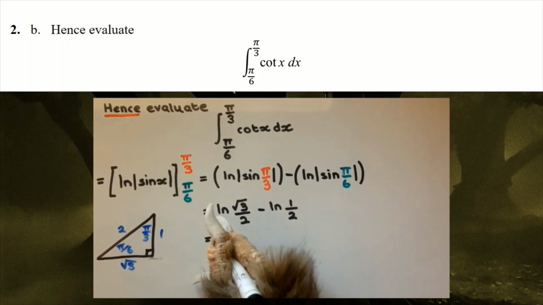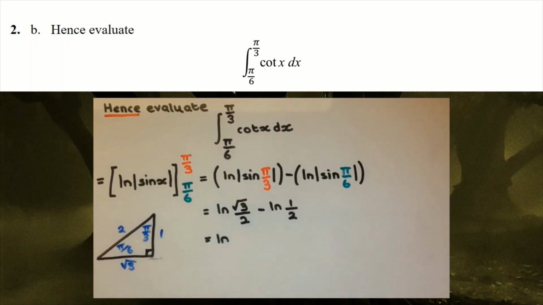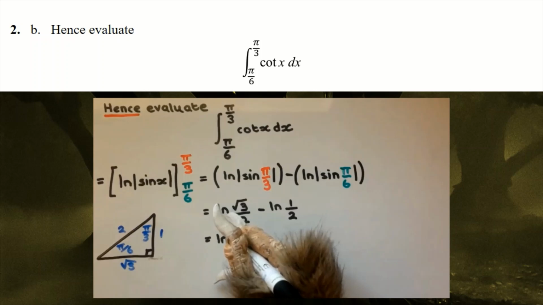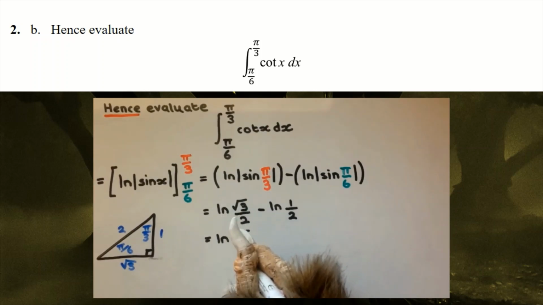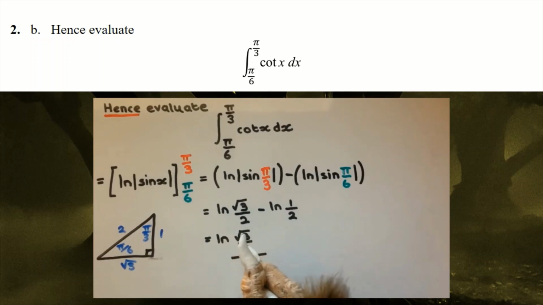And I didn't specify how to write this answer when I set it. It's up to you really. I think the idea is just to make the answer look as simple and elegant as possible, but still exact. So we're going to have the natural log of root 3 over 2, like that, all over 1/2.